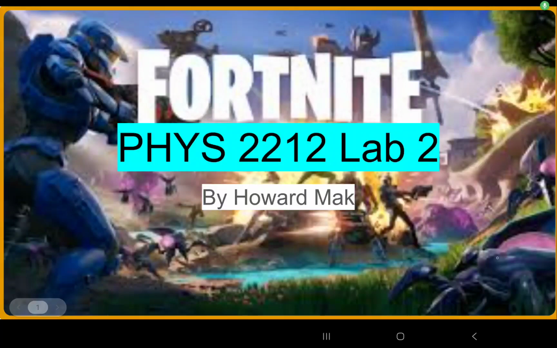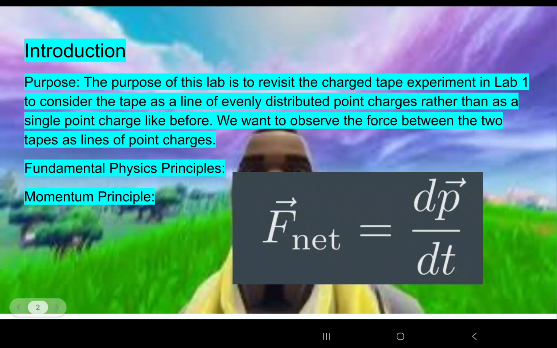Physics 2212 Lab 2. The purpose of this lab is to revisit the charge tape experiment in Lab 1 to reconsider the tapes as lines of evenly distributed point charges, and like before, we want to observe the forces between the two pieces of tape. Starting off with fundamental physics principles, the net force is equal to dp over dt.